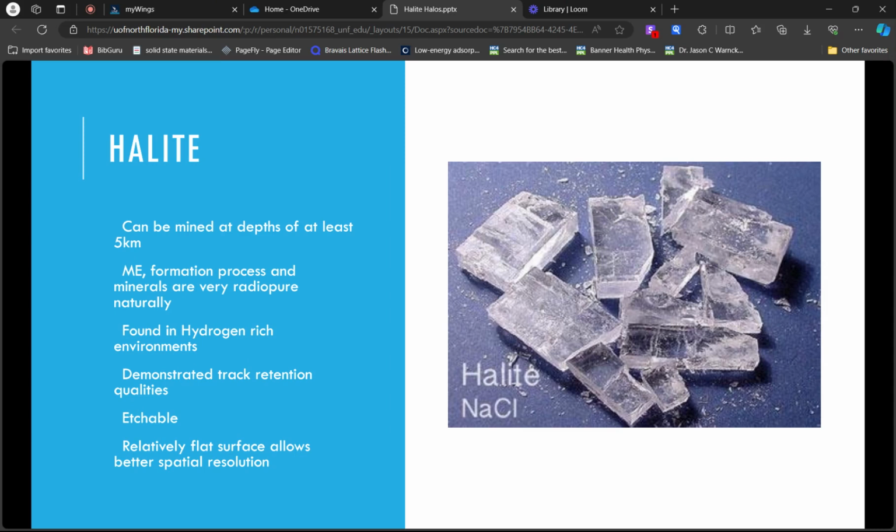Another big part is that for the tools we're using for analysis, our samples have to be relatively flat so we can scan over the surfaces really well. Halite is really good at that, as it is cubic and has very nice cleavage planes. So we can get a good flat surface and zoom in really close.